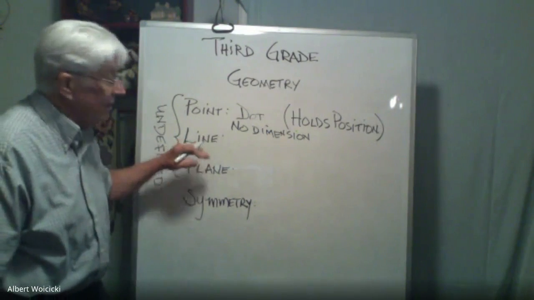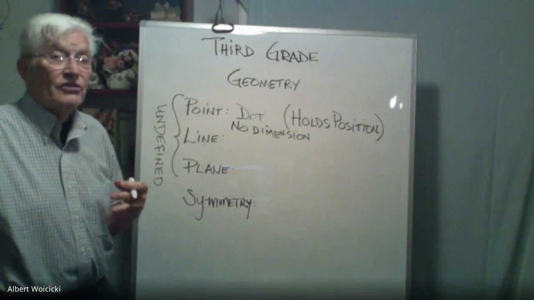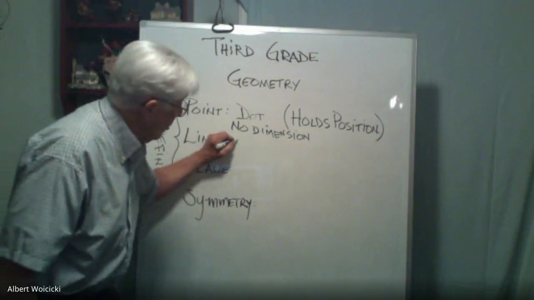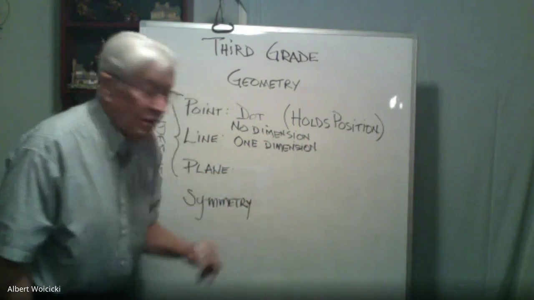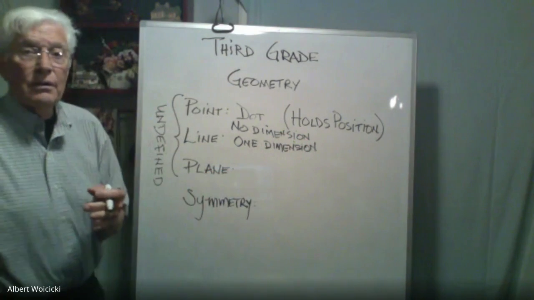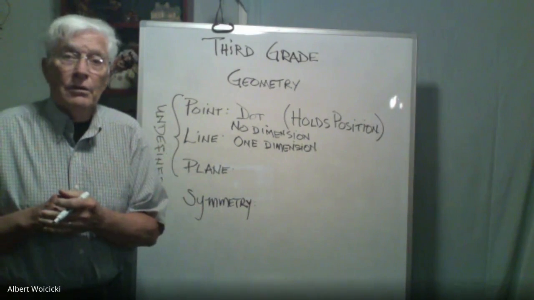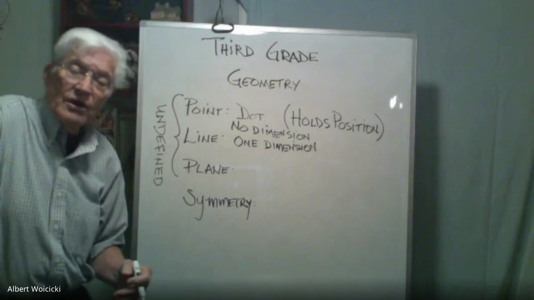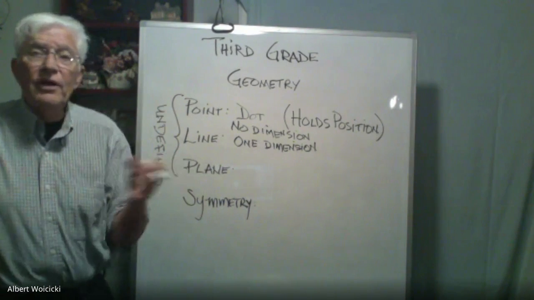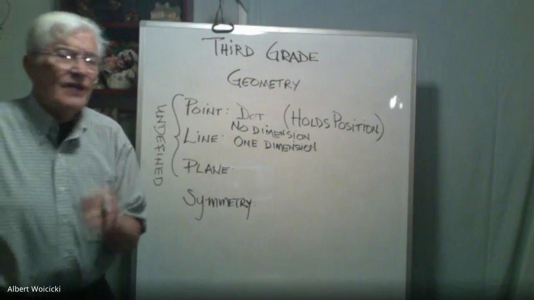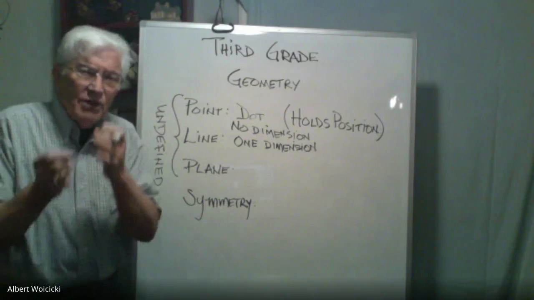Now, a line goes infinitely in both directions. It has one dimension. That's all it has. It can be a barrier between two things, but it just has length. That's all it has. It doesn't have width. It only has length. And that's hard for people to understand. Try and imagine that. Something that only has length.